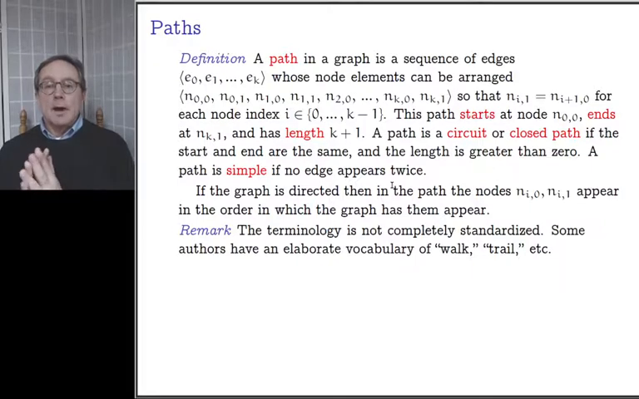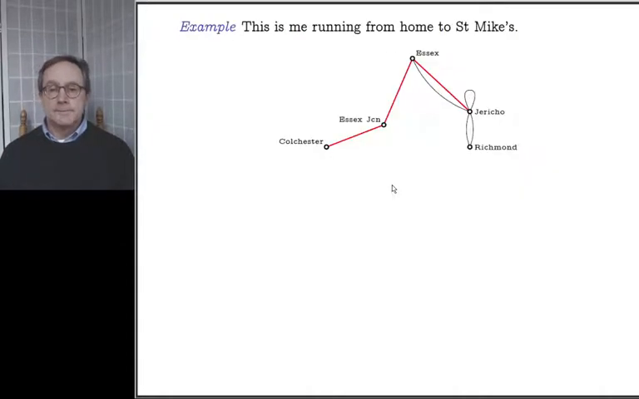So again, the terminology is, in the first place, not completely standardized. It's actually getting better recently, but not completely standardized. Some authors have a very elaborate vocabulary of walks and trails, and you have to be a little careful. It can be the case that one person's walk is not quite what another person means by walk. But nonetheless, the basic idea of a path is you have to work your way through the graph.